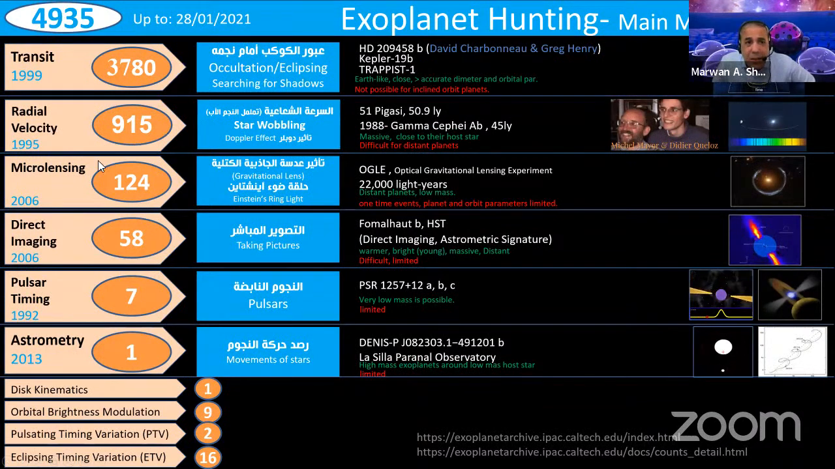And the third method is microlensing, direct imaging, and pulsar timing, astrometry, and some others. There are a number of different methods, more than what I wanted to show in this slide. I will now spend about 1 minute to explain every method before we go to the exomoons.